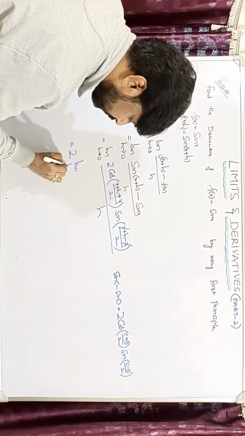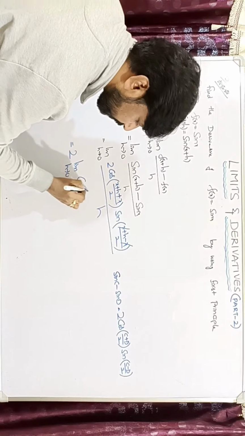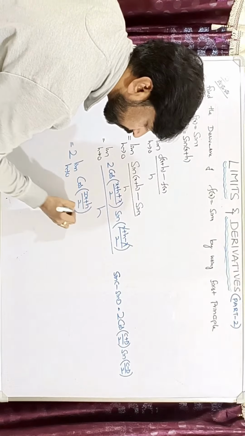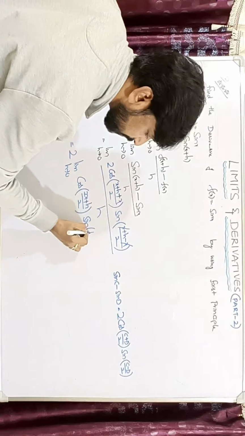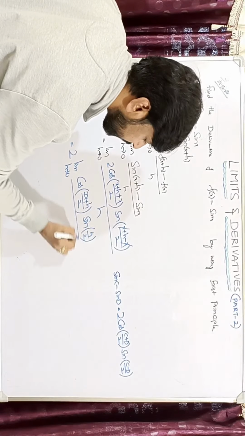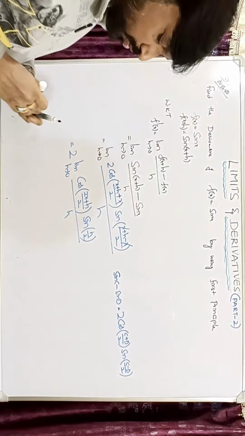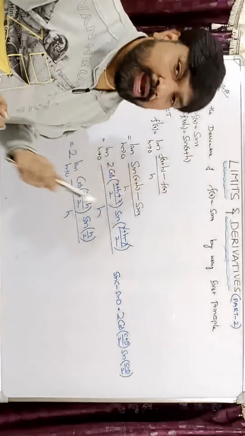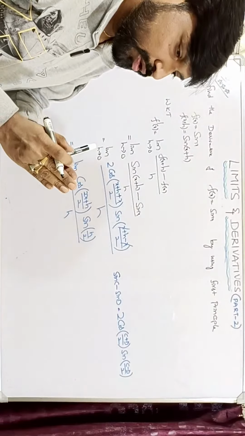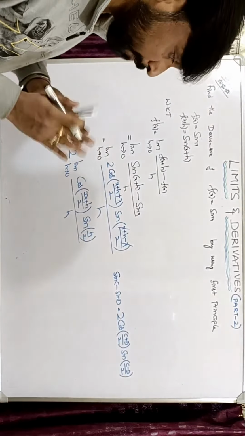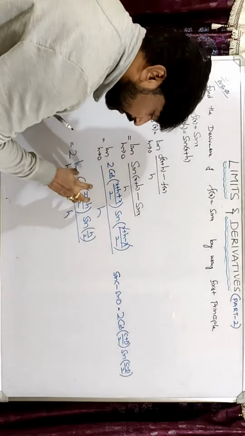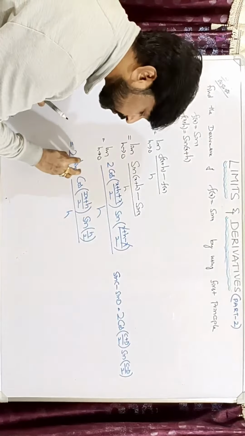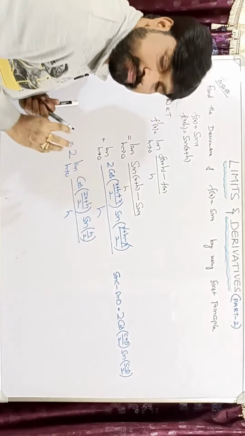Limit h tends to 0, cos of (2x plus h) by 2 into sin of h by 2, whole by h. Now in the limits, in the previous session, in part 1, limits and derivatives part 1, I discussed a few applications, a few properties. What are the properties? If a limit contains more than one function, you can split it into individual limits, isn't it?